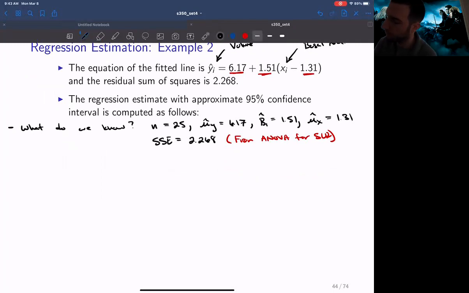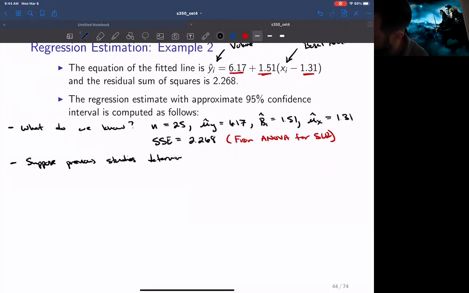Okay, so let's suppose previous studies determined that capital N is equal to 56,800 with mu x equals 1.40.